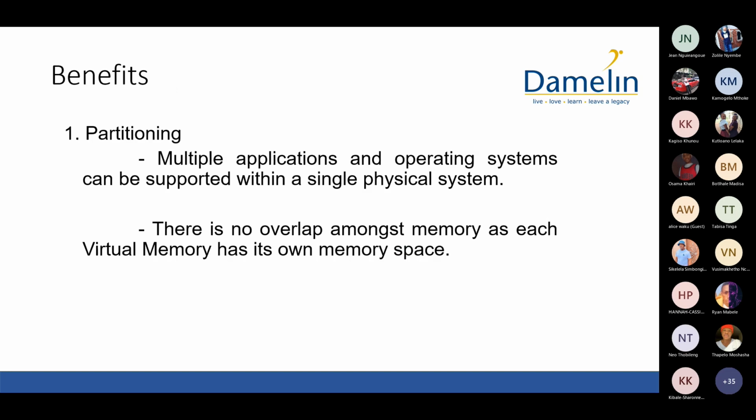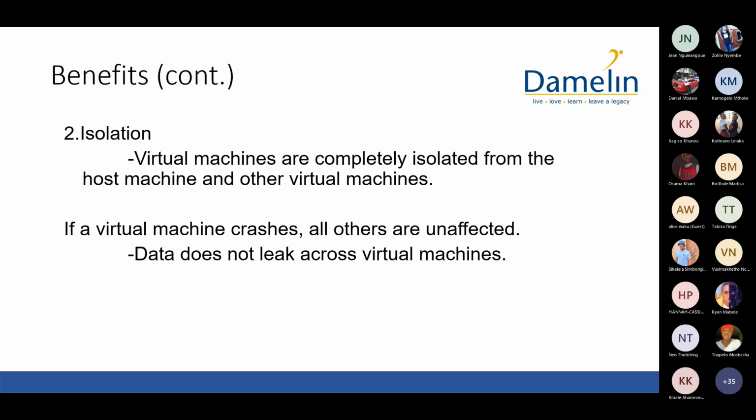Okay, so some of the benefits of virtualization: partitioning. Multiple applications and operating systems can be supported within a single physical system. There is no overlap amongst memory, as each virtual machine has its own memory space. Again, there's this concept of partitioning without actually partitioning, which is good because this is happening in a logical setup. I don't have to physically partition my hard drive to achieve this task of having multiple applications and multiple operating systems. Isolation: virtual machines are completely isolated from the host machine and other virtual machines.